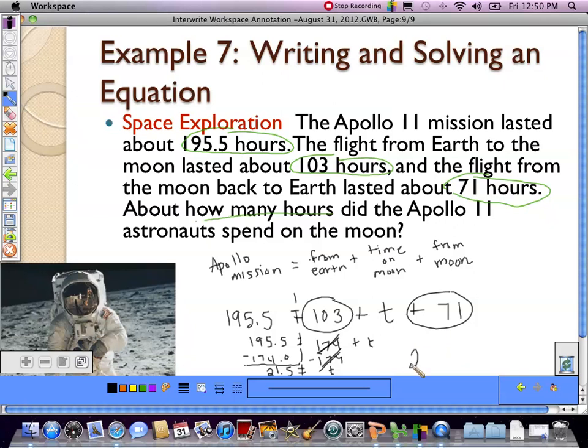The astronauts spent 21.5 hours on the moon. And you could check your work by adding the time it took them to come from Earth plus the time on the moon, which is the answer we got, plus the time it took them to come back to Earth from the moon, and see if it adds up to 195.5. And if it does, you know you have the right answer.